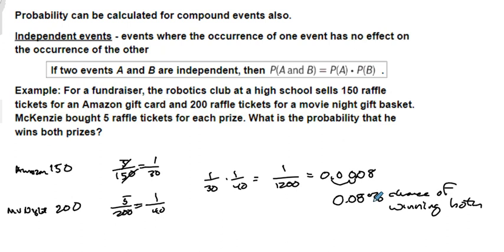Okay, so hopefully that kind of makes sense. You just multiply them together. You figure out what one is, figure out what the other is, and you multiply them. And that is when they are independent of each other.